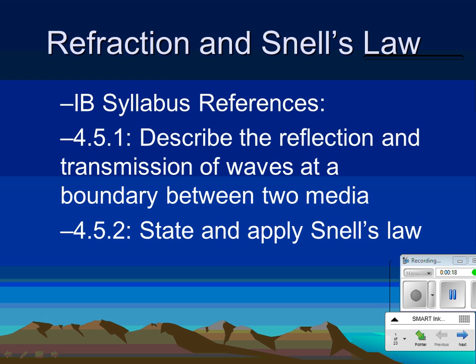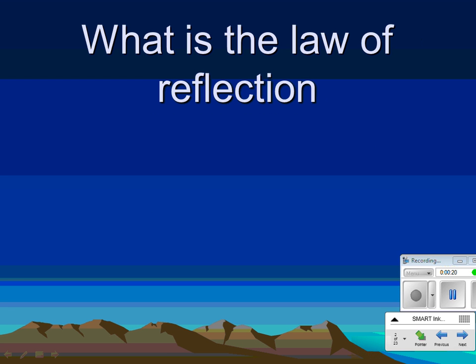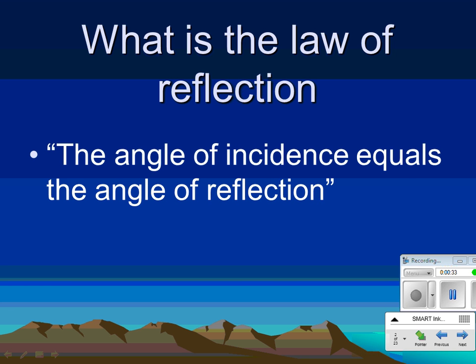But before we get into that, let's review reflection a little bit. The law of reflection. What do you remember? Angle of reflection equals the angle of incidence. Excellent. The angle of incidence equals the angle of reflection. Super straightforward. When a beam of light hits a surface, it reflects off at the same angle. It doesn't even have to be a beam of light. It could be any type of wave.